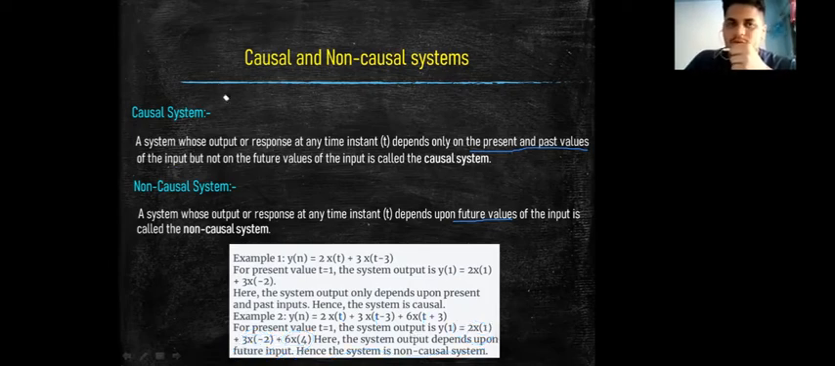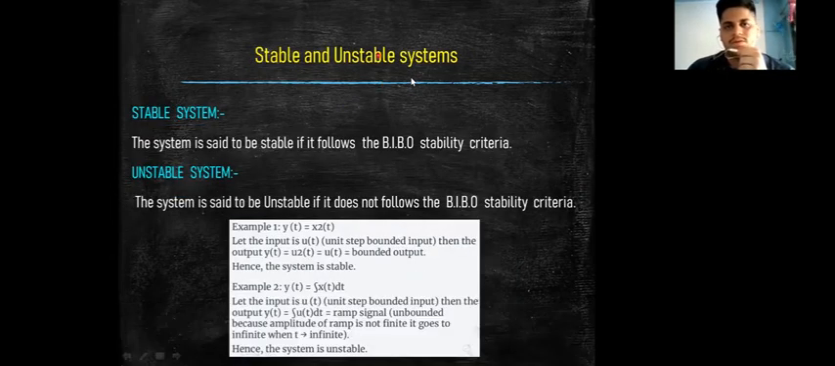The keywords to remember are this. For a causal system, the output must contain the present and past values. For a non-causal system, the output may contain present and past, but it must contain future values. So that was regarding the causal and non-causal systems. After which we move on to the last type of these systems, which is nothing but stable and unstable systems.